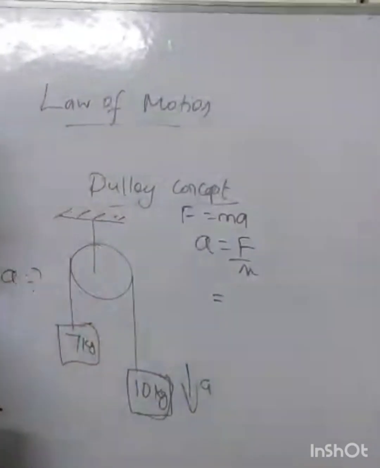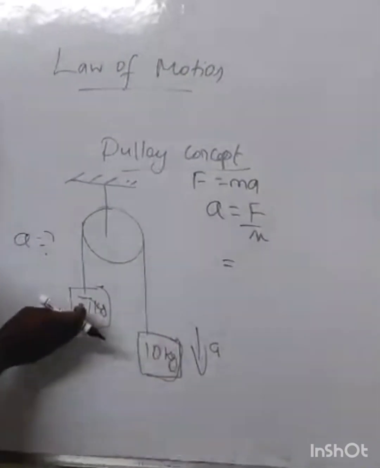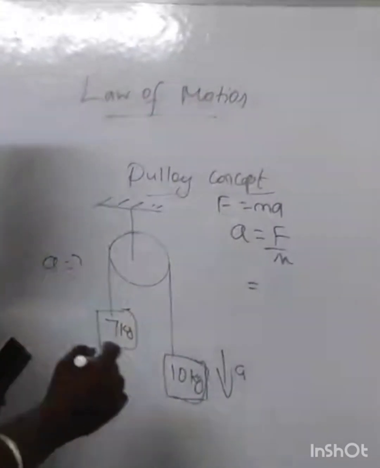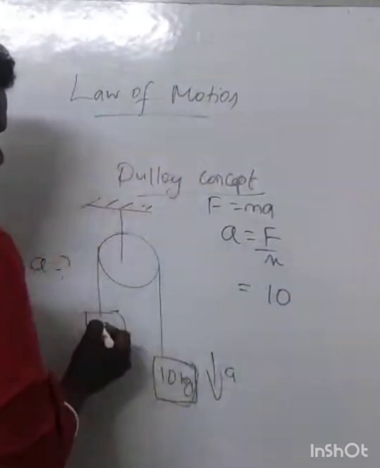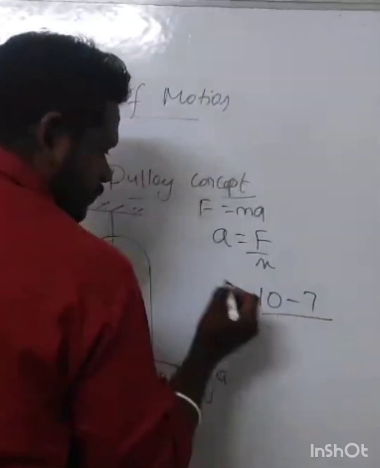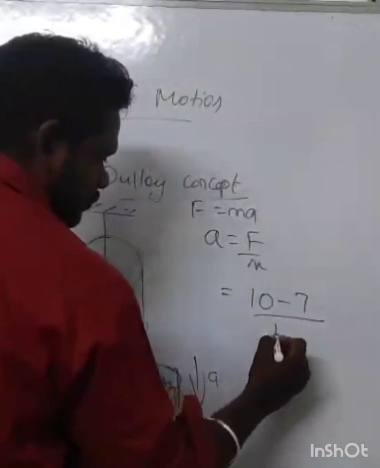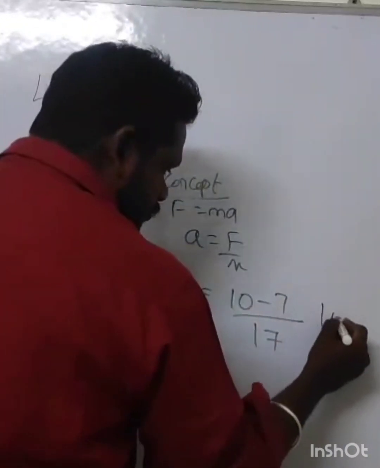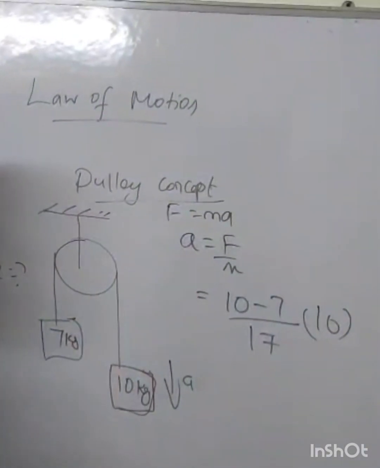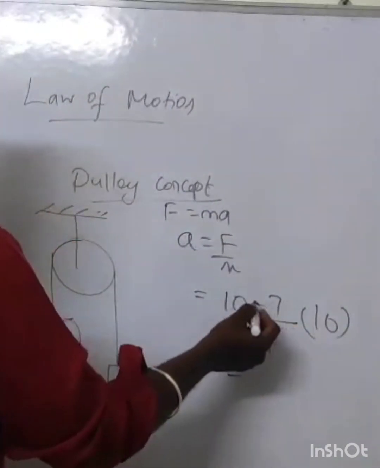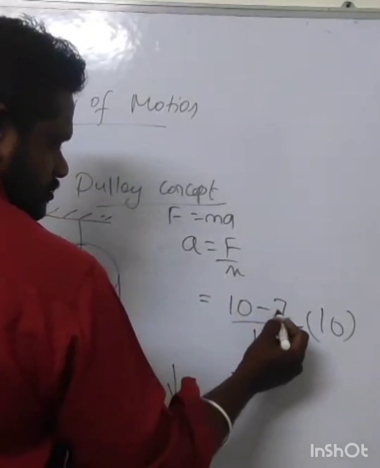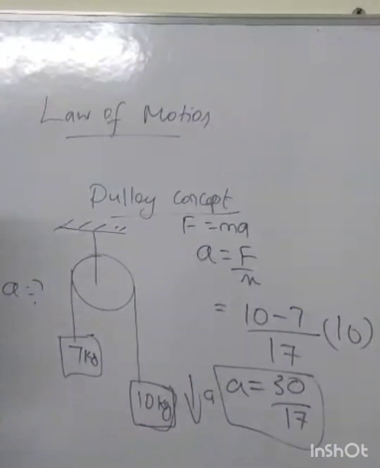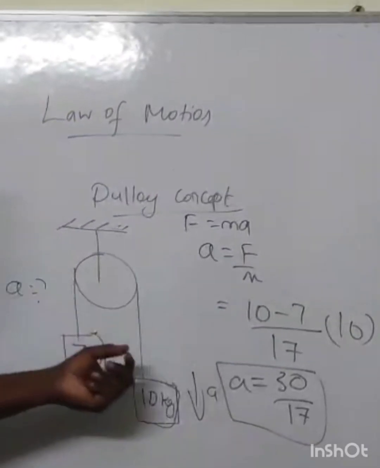What are the two forces acting here? One is the 10 kg and the other the 7 kg, and both masses are in the gravitational pull. So the net force is 10 minus 7, and the total mass is the sum, 17. This whole setup is in gravitational pull, so simply we can calculate: 10 minus 7 into 10, divided by 17, is the acceleration here. It is a very simple way.